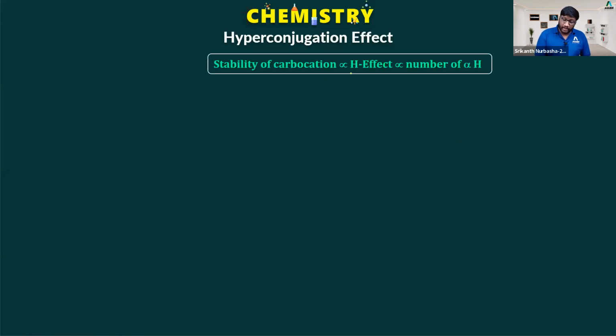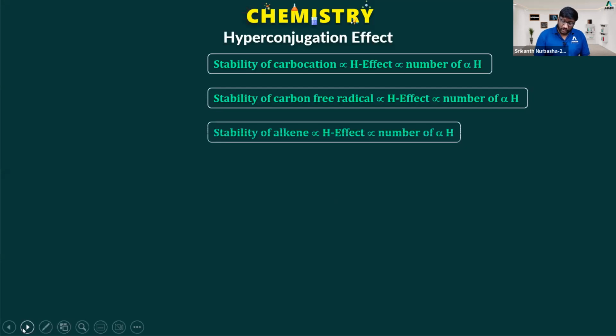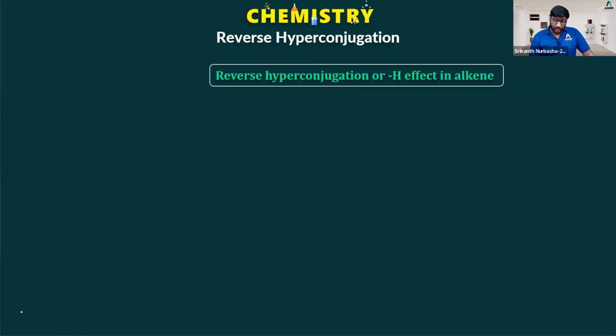Stability of carbocation is directly proportional to the number of alpha hydrogens. Stability of carbon free radical is directly proportional to the number of alpha hydrogens. Stability of alkene is also directly proportional to the number of alpha hydrogens. These are the 3 points which you have to think of carefully. And with this logic, we'll solve the examples after just looking at reverse hyperconjugation.